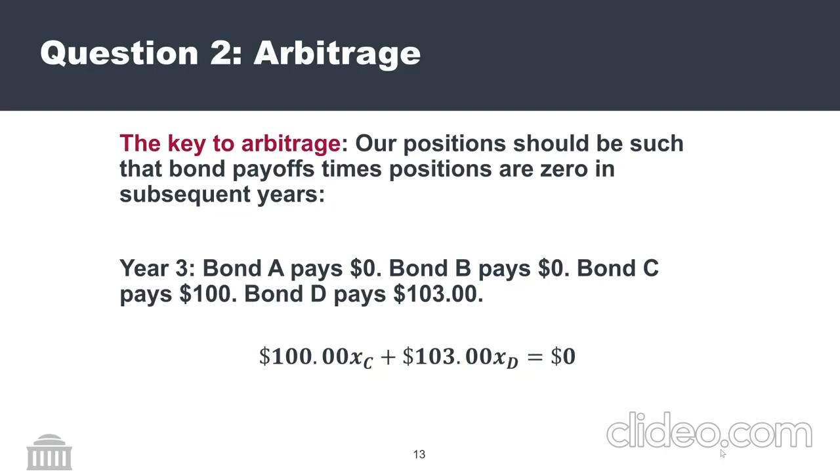And bond D pays its last coupon, which is $3, plus its face value, $100. So in year 3, we get the following equation. 100 multiplied by XC plus 103 multiplied by XD equals $0.